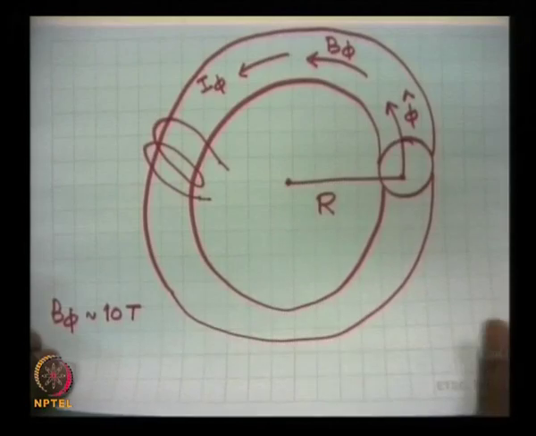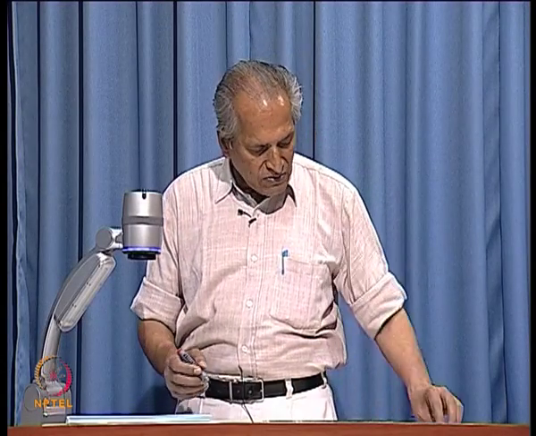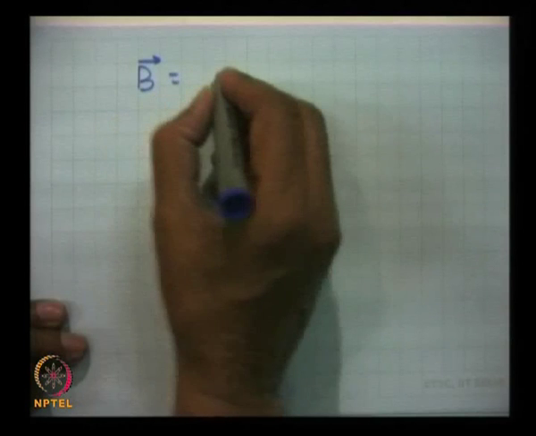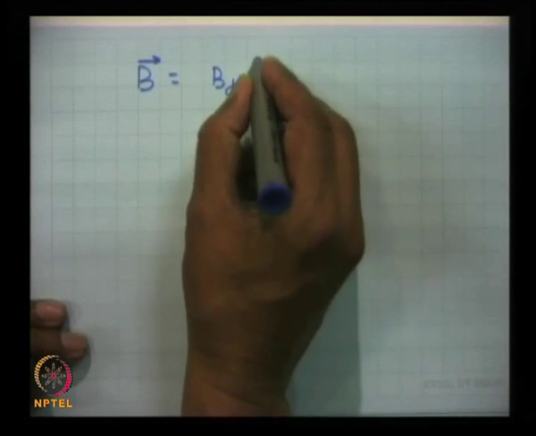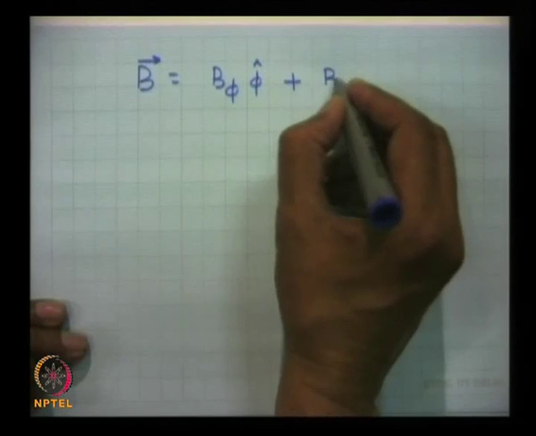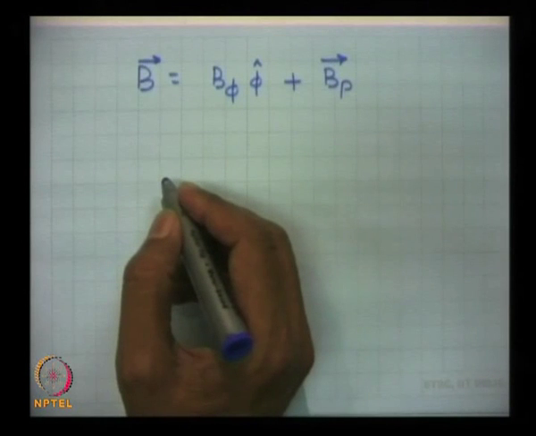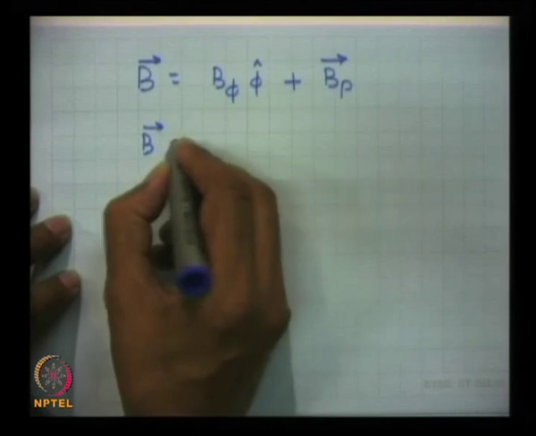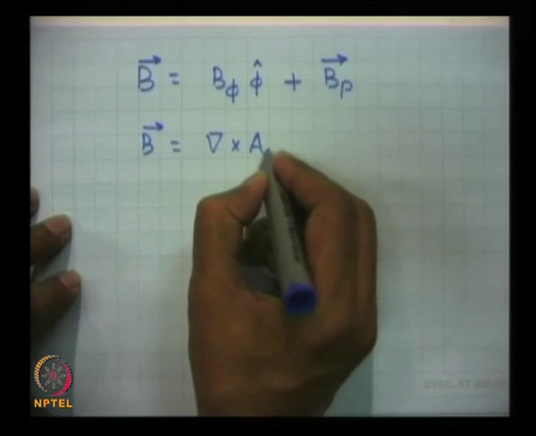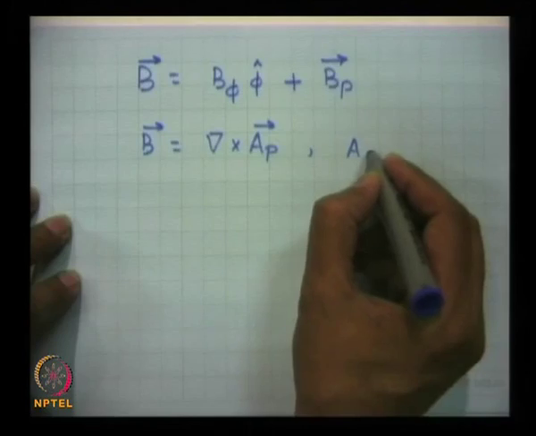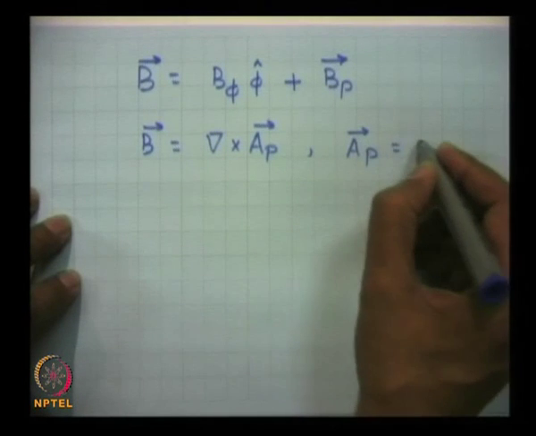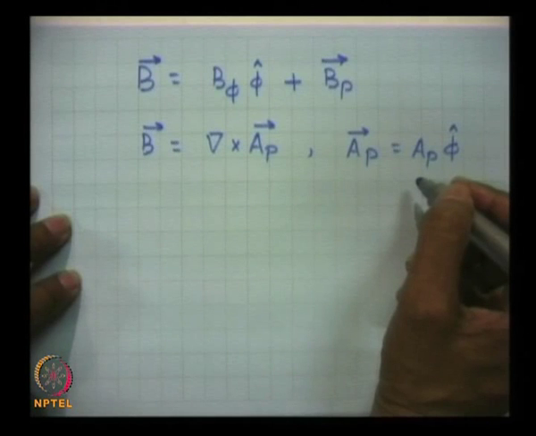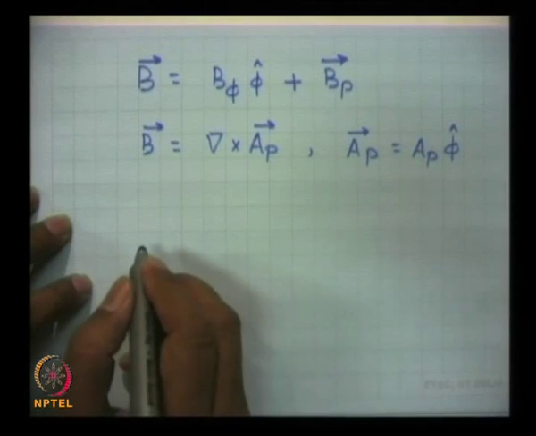Well, in this configuration, I had written the magnetic field in the plasma as B equal to the azimuthal magnetic field B phi that is produced by external coils plus a poloidal magnetic field produced by the plasma current I phi. And this B_p was expressed as curl of a vector potential A_p, and A_p was having only a phi component, so I wrote down A_p times phi hat. However, A_p depends on R and Z. It has no phi dependence because we were talking about axisymmetric plasma confinement.